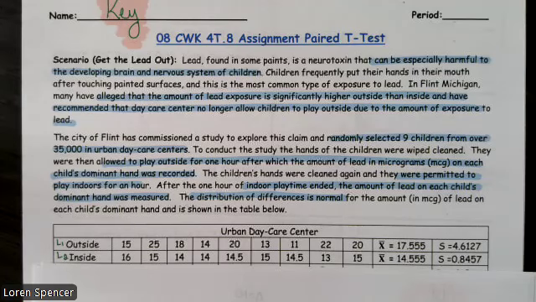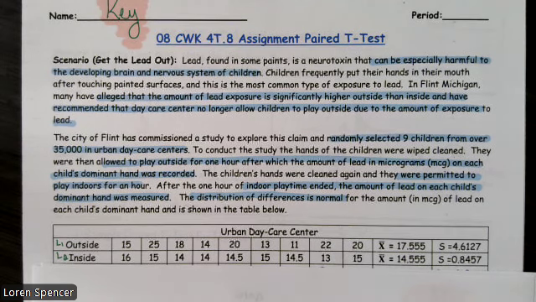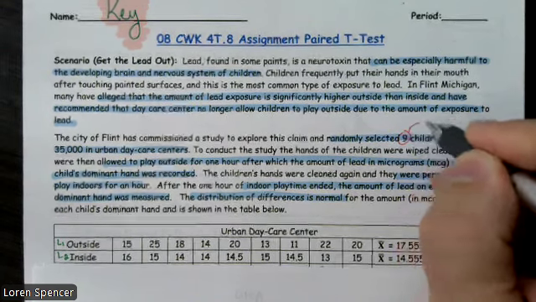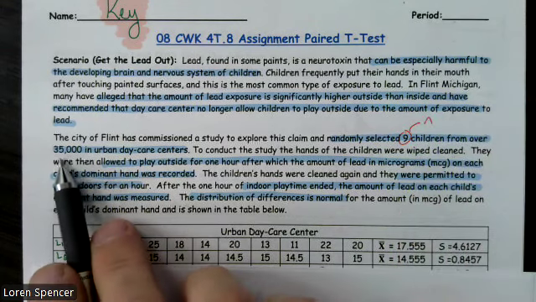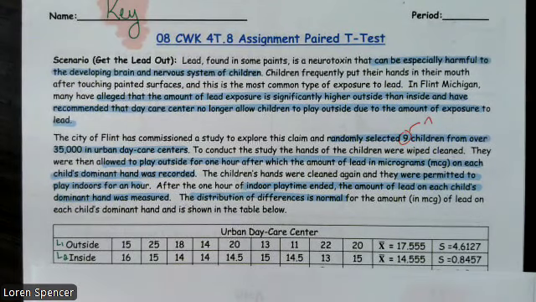The city of Flint has commissioned a study to explore this claim and randomly selected 9 children from over 35,000. So we have a large population in the urban daycare centers to conduct a study. To conduct the study, the hands of children were wiped clean. They were then allowed to play outside for 1 hour, after which the amount of lead in micrograms on each child's dominant hand was recorded. The children's hands were cleaned again and they were permitted to play indoors for an hour. After 1 hour, the indoor playtime ended. The amount of lead on each dominant hand was measured again.